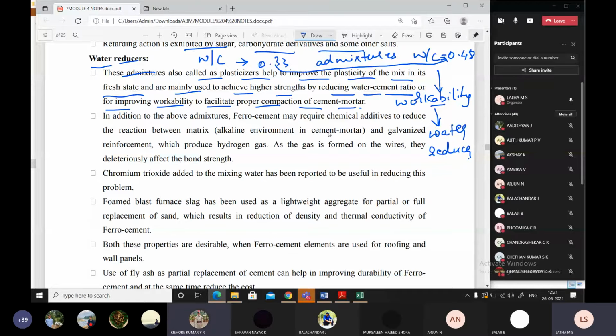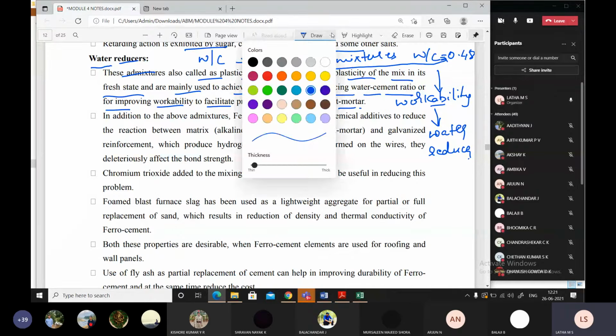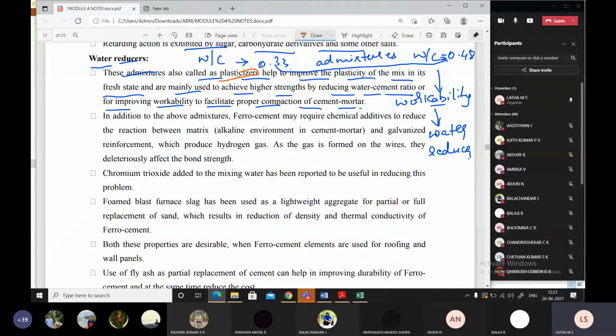Dear students, what will these water reducers do? They will compensate the excess water whatever you have added to improve the workability. So usually we call these water reducers as plasticizers. Okay.